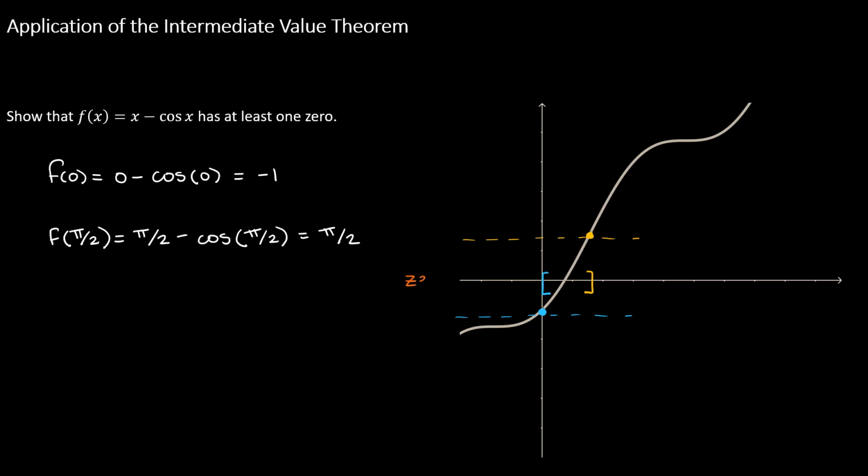A 0 is right at the x-axis, so we could consider z to be 0, and that does fit between the interval of our left edge at 0 and our right edge at pi over 2. Our function outputs are below and above this 0 that we're looking for. So the intermediate value theorem will guarantee that there is a point within this interval that corresponds to the output of 0. So we can guarantee that a c will exist between 0 and pi over 2. I don't know what that c value is, but I can guarantee that it'll be there.